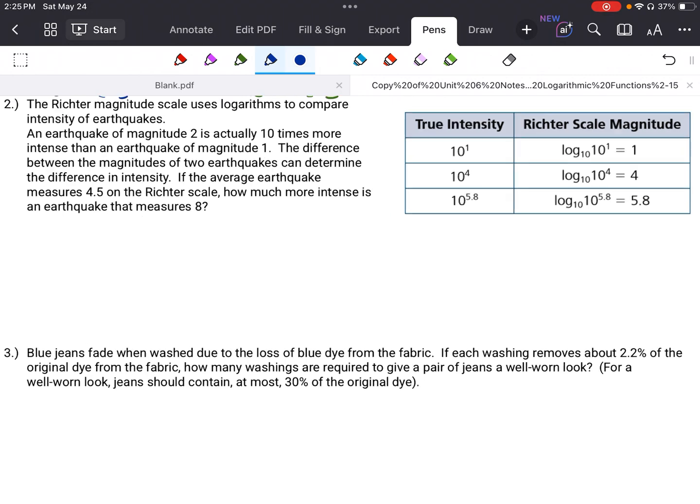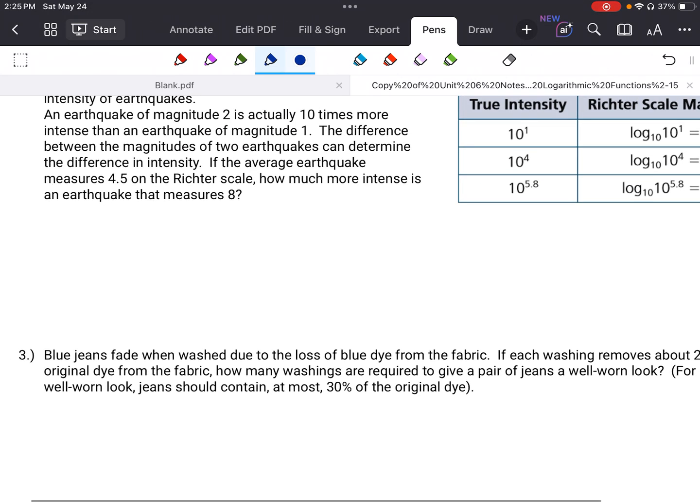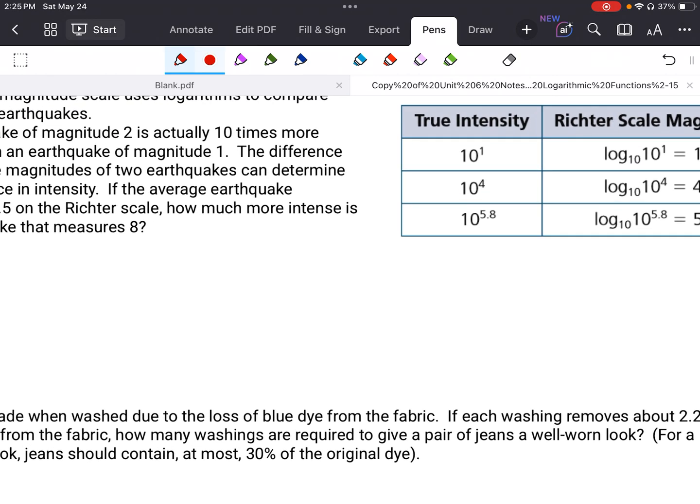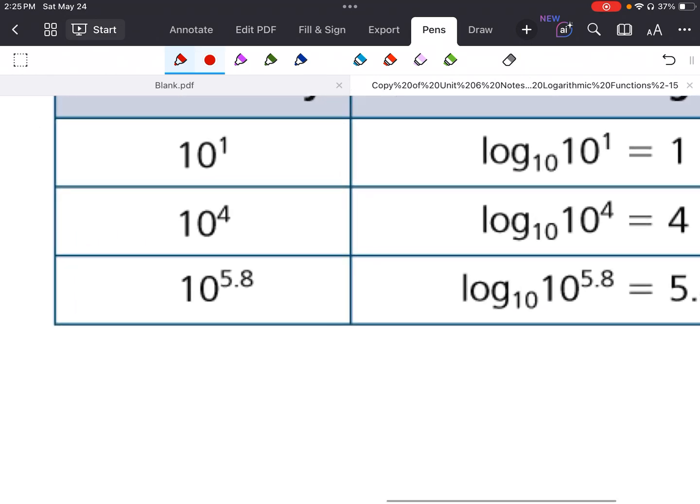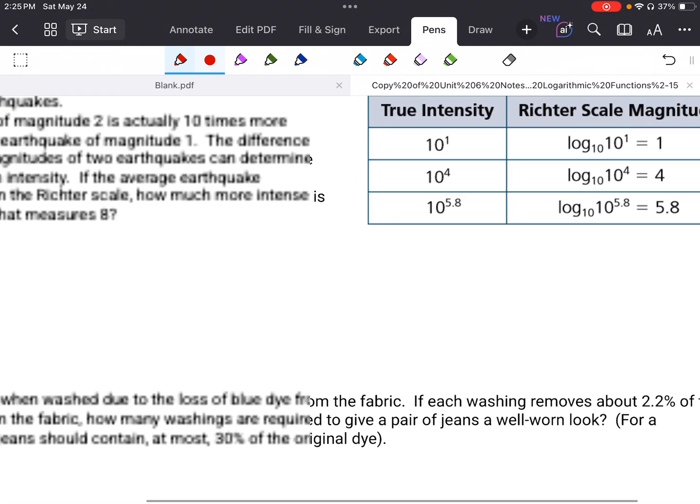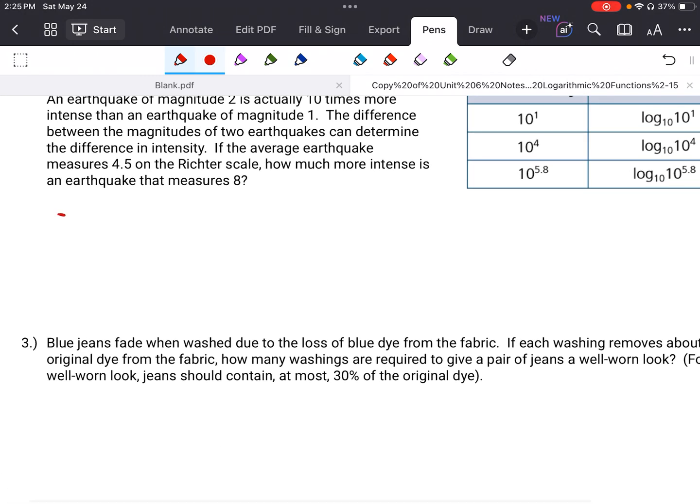Okay, well, this is fairly simple. We're just going to set up our exponents. So we just see the Richter measure is just the exponent. Okay, so we have 10 to the power 8 over 10 to the power 4.5, which gives us 10 to the power 3.5, and that works out to be 3,162 times more intense.